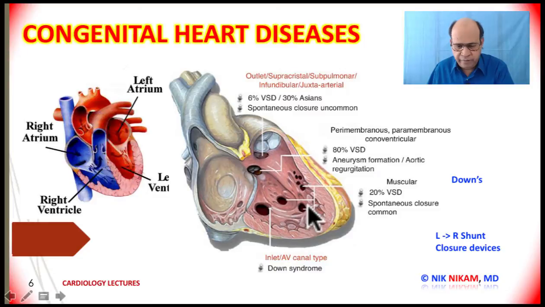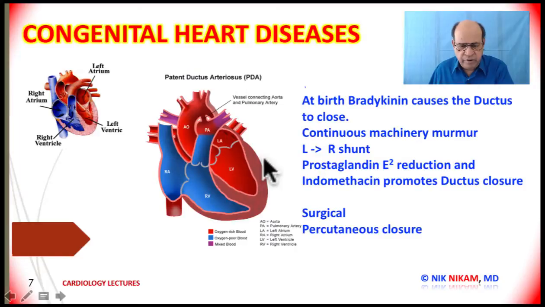or greater. Another rare type of ventricular septal defect is the supracrystal ventricular septal defect or infundibulous ventricular septal defect, and that is seen in 6% of the patients, whereas it is 30% of the patients with ventricular septal defect from the Asian origin have this type of ventricular septal defect. Let's move on to the next problem, and that is the patent ductus arteriosus.